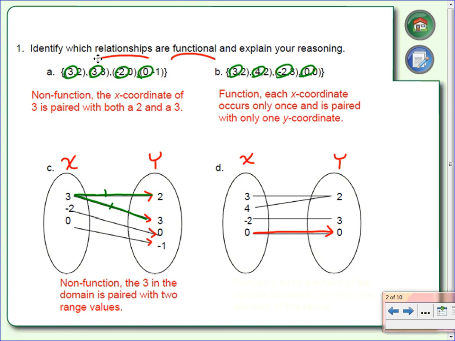So this is also considered to be a function, and that's because each x has exactly 1 y value. In other words, we only have 1 arrow coming out of each of these x's. We call this a mapping.